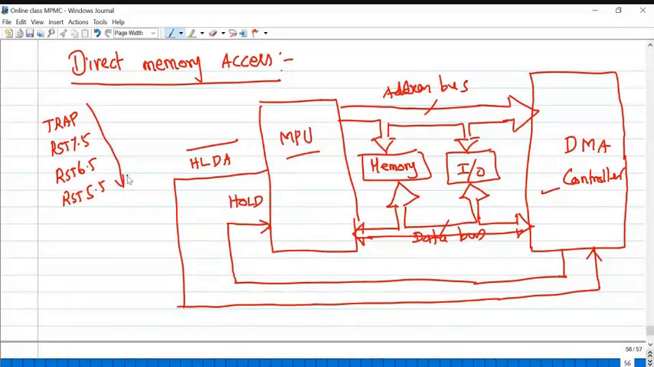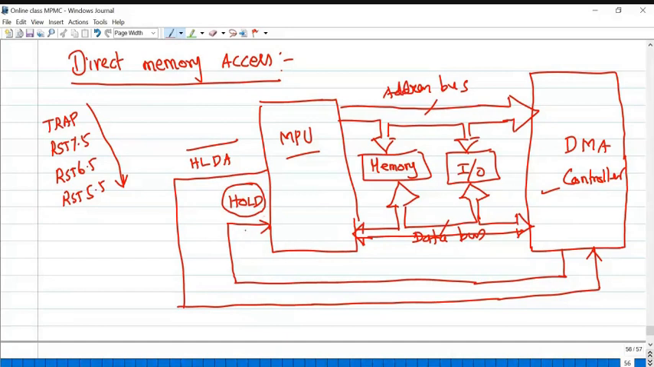Suppose a hold signal is received from the DMA controller, and simultaneously any one of the interrupt requests is received. Then the processor will pay attention to the hold signal only. Among the interrupts, this is the priority level, but the microprocessor always gives the first priority to the hold signal.